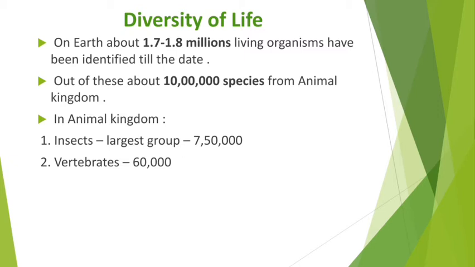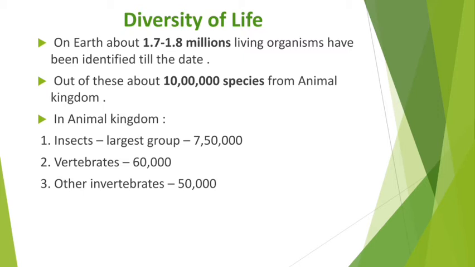Just remember that vertebrates means those who have a vertebral column, a backbone. Backbone-possessing animals, 60,000 species have been identified. Then other invertebrates. Invertebrates means those who don't have a backbone. That total number is 50,000 species of invertebrates identified.